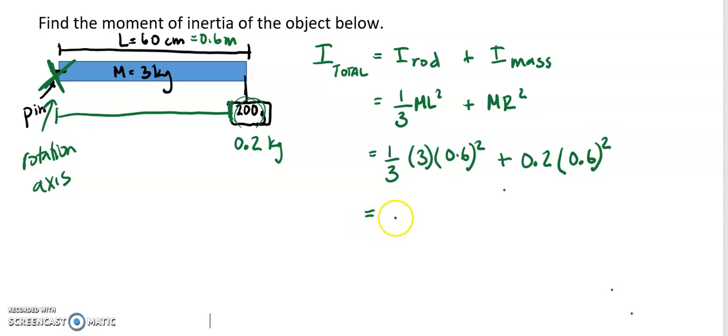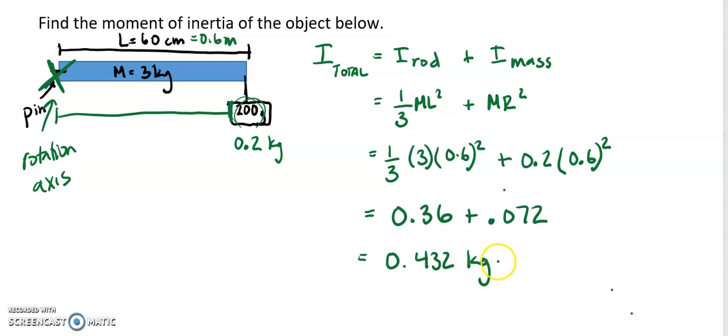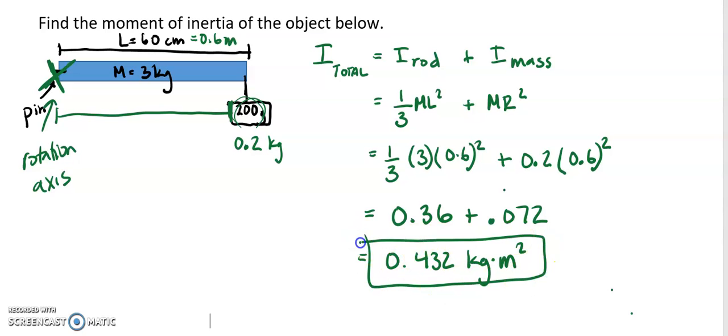So I punch this all in my good old calculator, and I get 0.36. I guess I could have done that without a calculator for the first one. And then 0.072 for the second one. So when I add those together, I get 0.432, and my units will be kilograms for mass, and length or radius are measured in meters, so kilograms meter squared. Great. So if you think about it, if you add a mass to the end, that increases the moment of inertia of the rod pretty significantly, so it makes it harder, or more resistant to changes in motion.